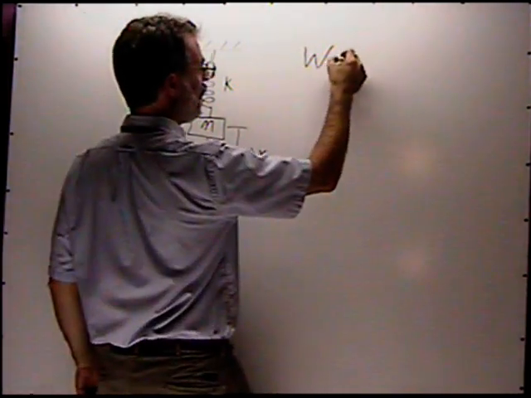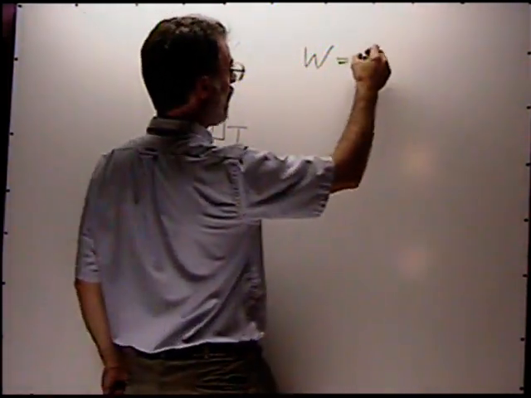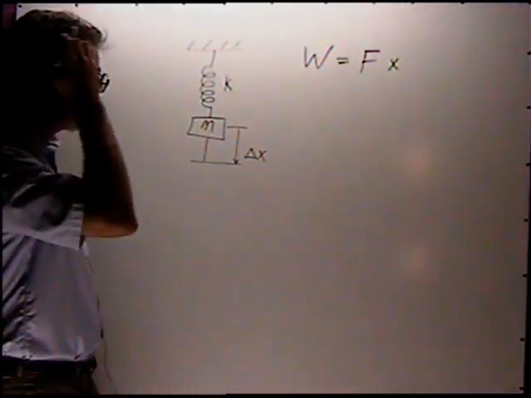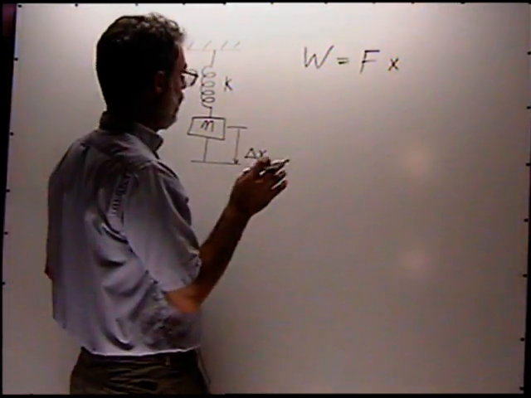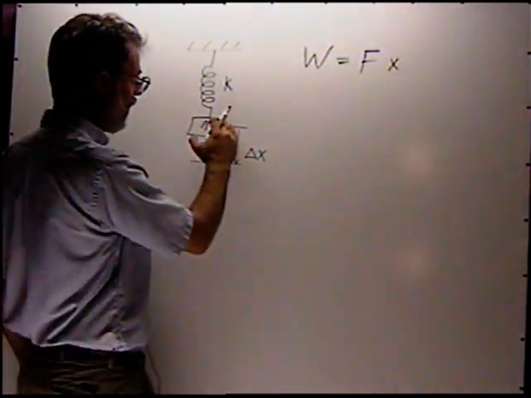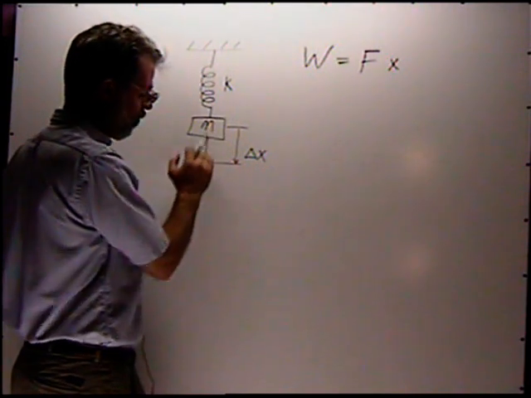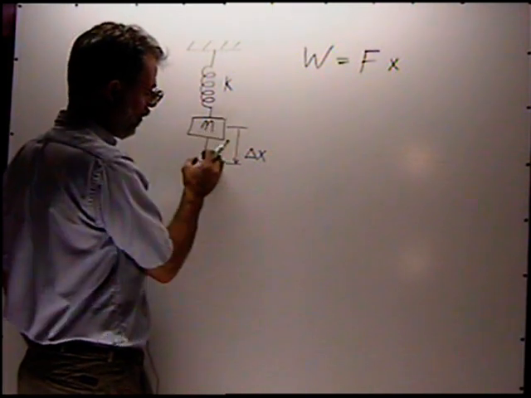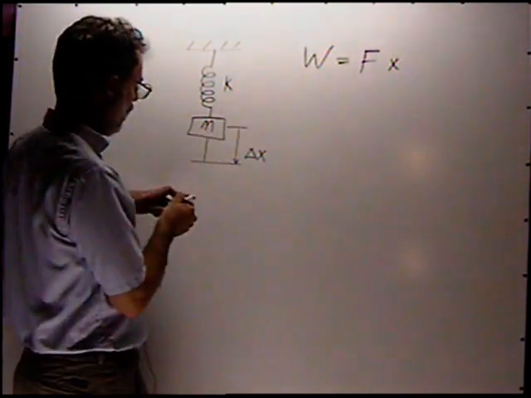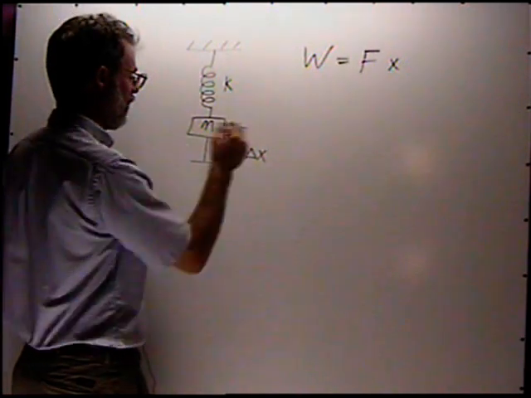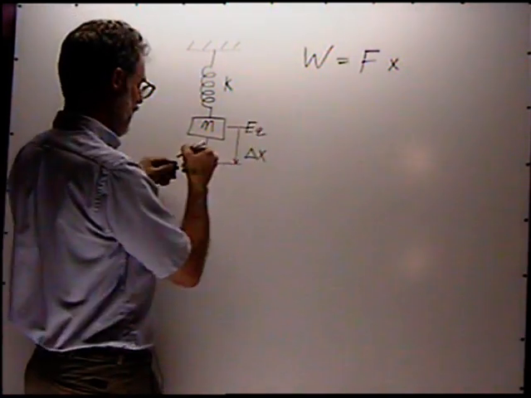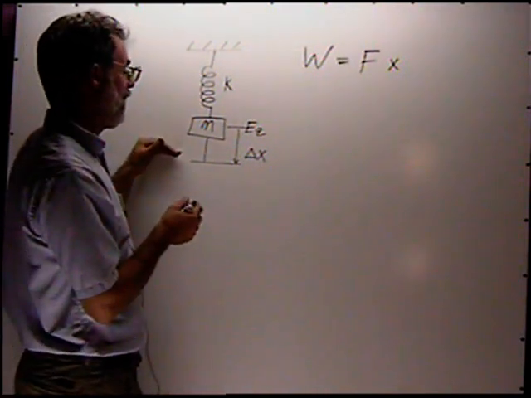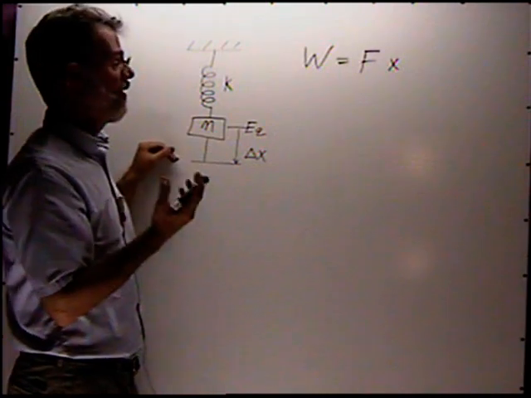Work or energy is defined as a force operating over a certain distance. Okay? So, in this case, what I want to do is, when I pull this down, see how much energy was necessary to pull this spring from here, the equilibrium position, down to delta x. It took a certain amount of energy, and that's the energy that's locked into the spring system as potential energy.